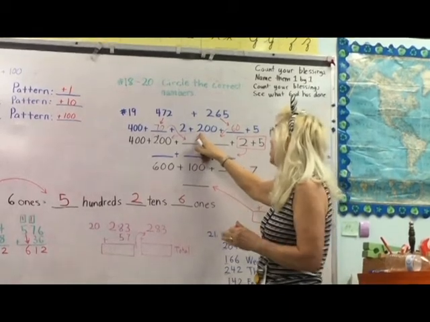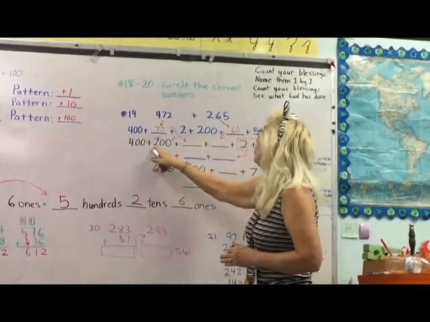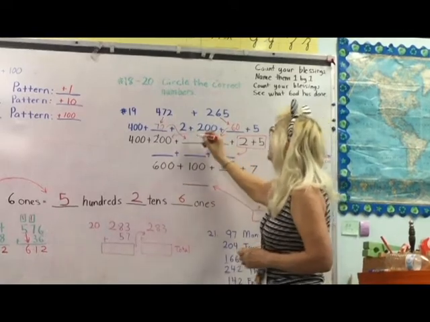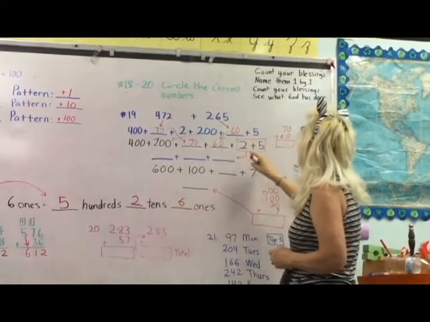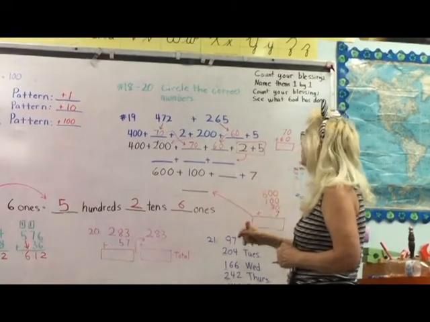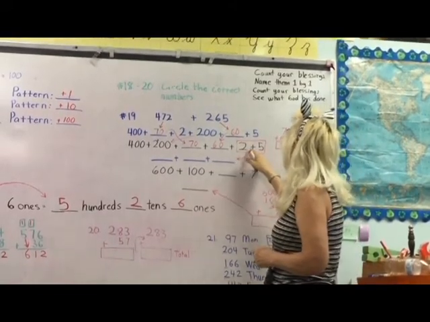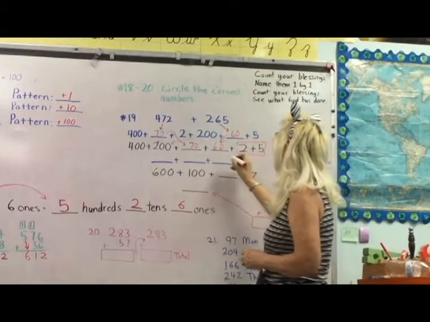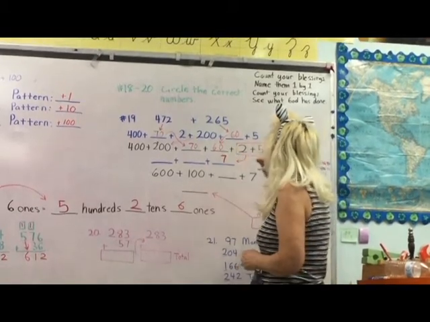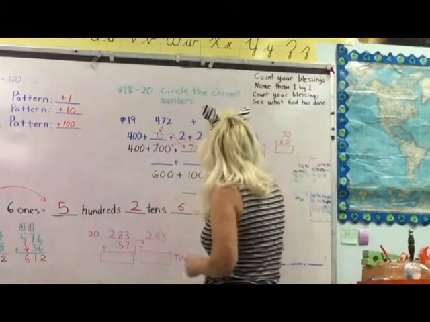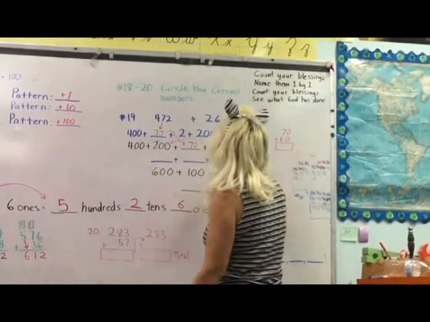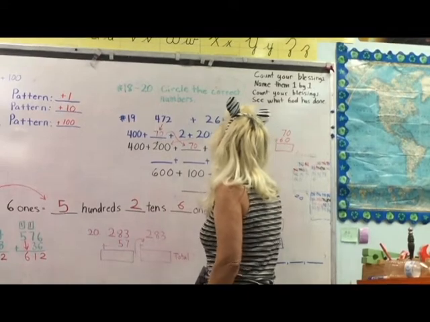Okay, and so now what they did is they put the hundreds together, and then they're going to put the tens together and the ones together. 200 plus 400, and then they're going to put 70 plus 60 because that's in the tens, and then 2 plus 5. So now they're going to add this up. 2 plus 5 equals 7, and then 70 plus 60, I do it like 70 plus 60.